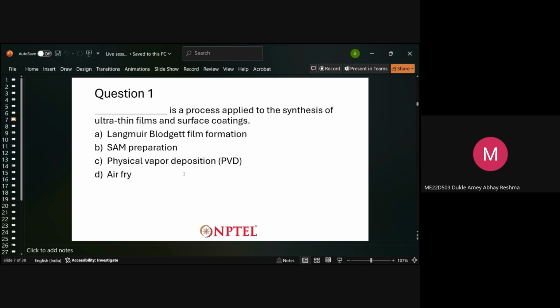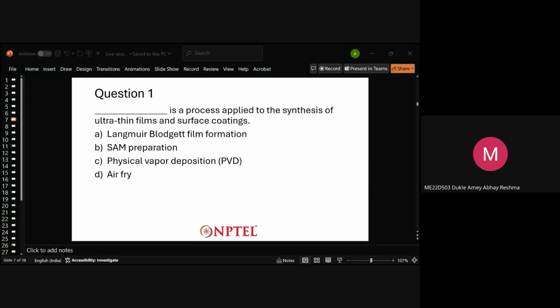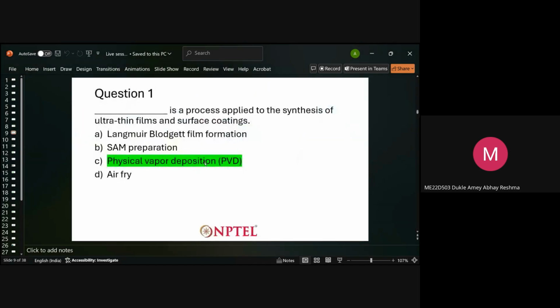The first question is: dash is a process applied to the synthesis of ultra thin films and surface coating. The options are Langmuir-Blodgett film formation, SAM preparation, that is self-assembled monolayer preparation, physical vapor deposition, or air fry. Any guesses? Yes, the answer is PVD, physical vapor deposition.